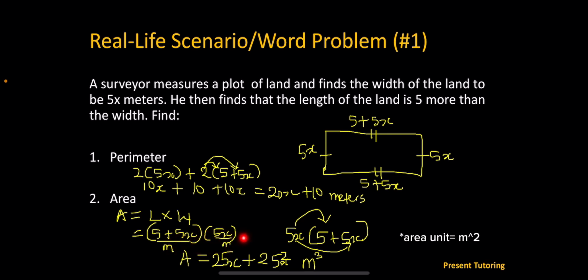If I were to do my multiplication again, I would use the distributive law, where 5x multiplies with 5 and the same 5x multiplies with 5x. So that's how I got my area of 25x from 5x times 5, and then plus 25x squared from 5x multiplying by 5x. So it will be 25x plus 25x squared, and then it will be meters. Sorry, I will correct that. It is meant to be meters squared as your answer.